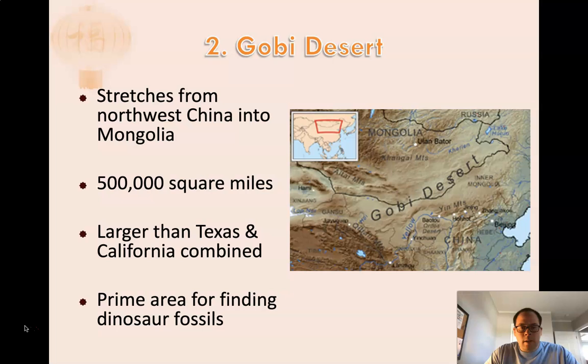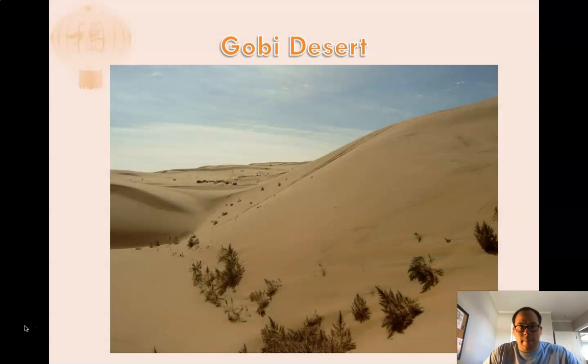The Gobi Desert. We mentioned this when we were looking at South Asia. The Gobi Desert stretches from northwest China into Mongolia. It's about 500,000 square miles, larger than Texas and California combined. It is caused by a mountain rain shadow, because it's surrounded by mountains, it's not able to get the rain that it needs. And here's a picture of the Gobi Desert.